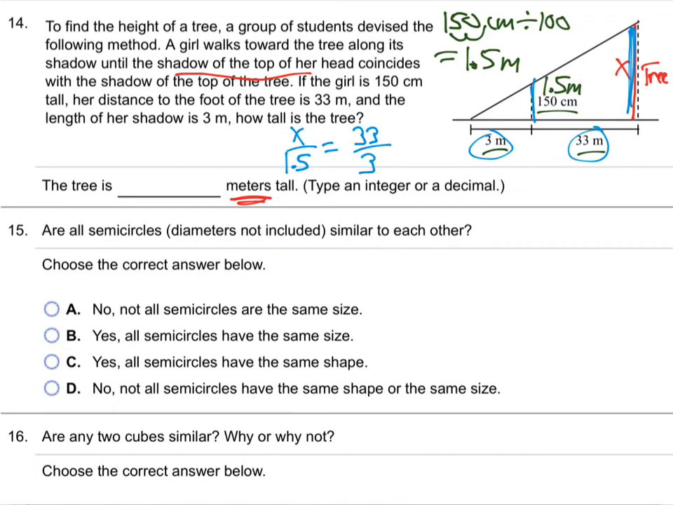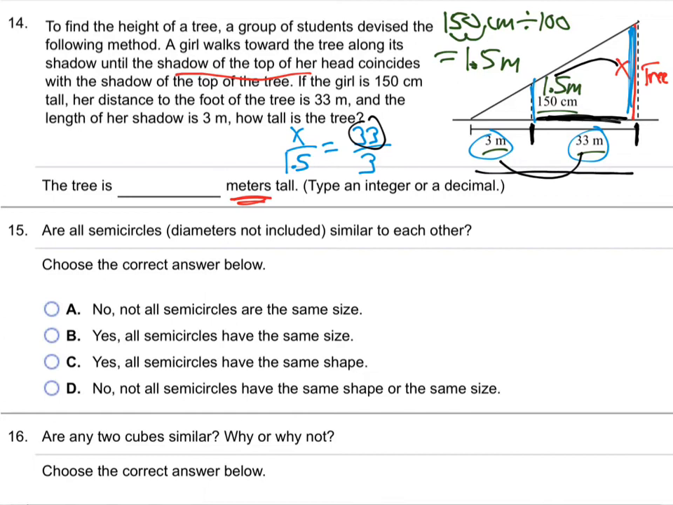Why is that wrong? Doesn't that look good? X is to 1.5 as 33 is to 3. No, do you see the problem? We're only supposed to take sides of the triangles, whole sides, not parts of sides. 33 is not a whole side. Look what 33 is. Can you tell by this little diagram? 33 goes from here to here. It's this. In other words, it's only part of the big triangle's bottom. It's not the whole bottom of the big triangle.